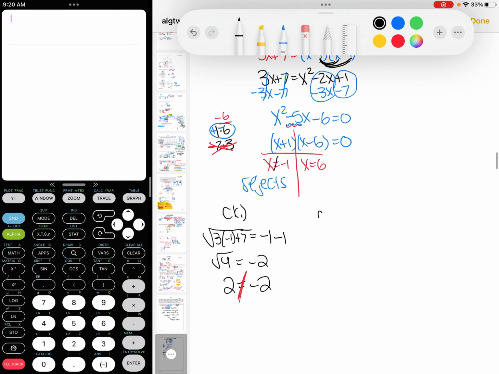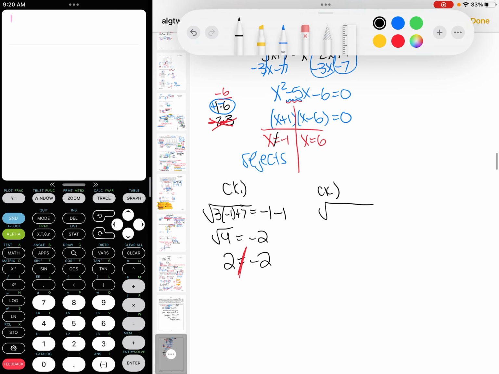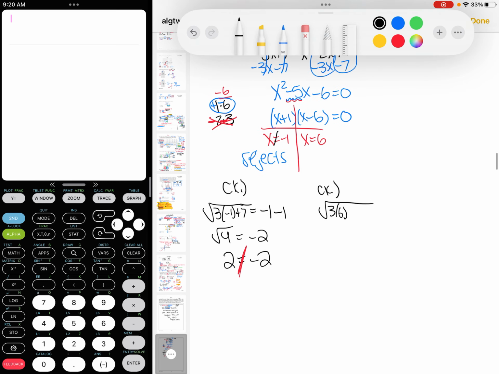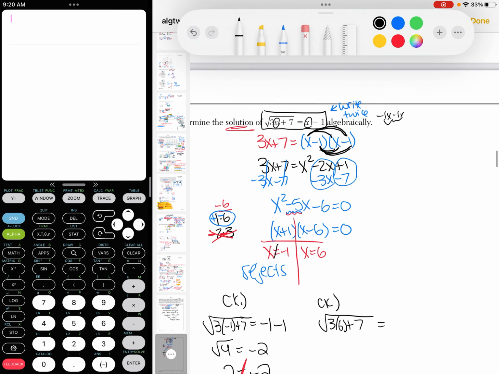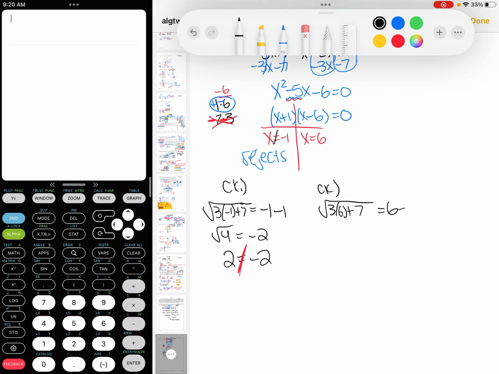Now, I do still need to check 6 because sometimes both answers will reject. So this one is 3x plus 7, so I'll do 3 times 6 plus 7, and that equals x minus 1, so 6 minus 1. Okay. So I'm going to simplify this side. 18 plus 7 is 25.